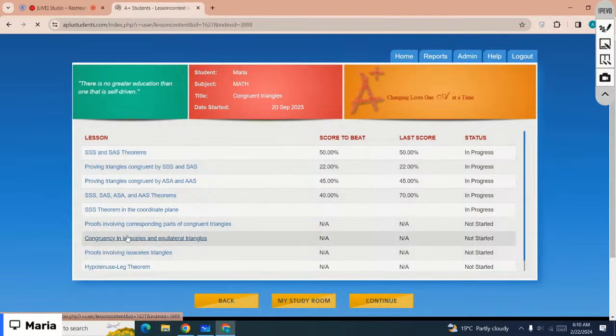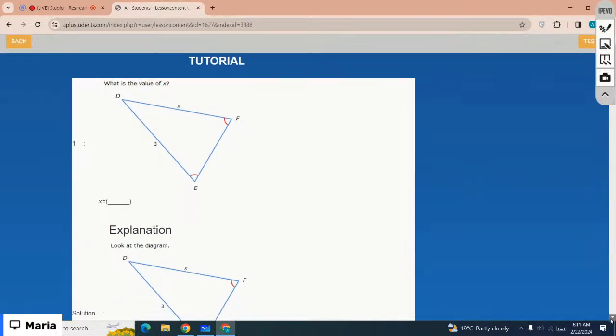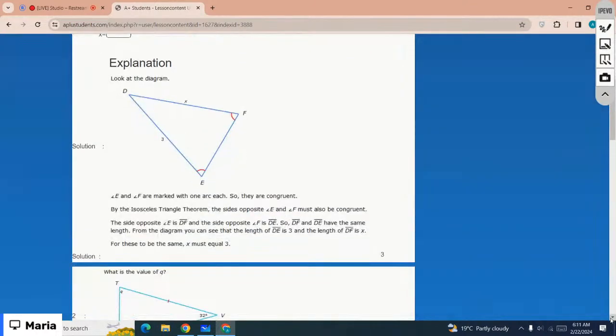Okay, congruency in isosceles and equilateral triangles. What is the value of x? You are given a triangle in which two of the angles are equal, and you need to find the missing value. Angle F and angle E are marked with an arc each, so they are congruent.